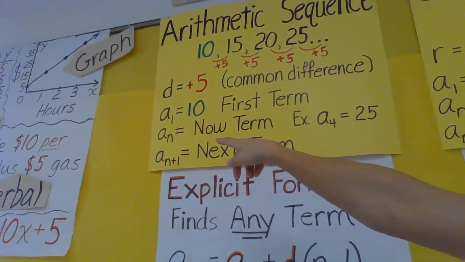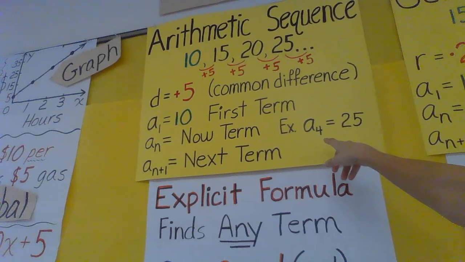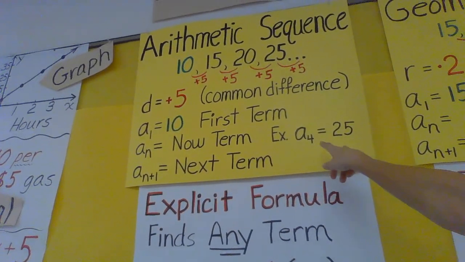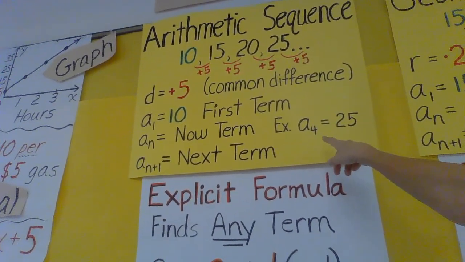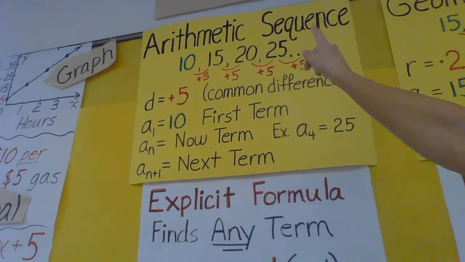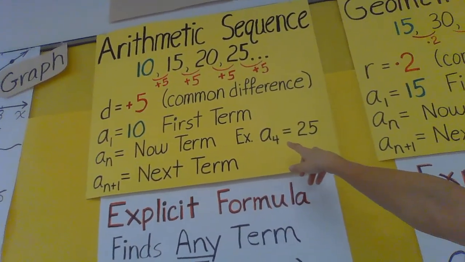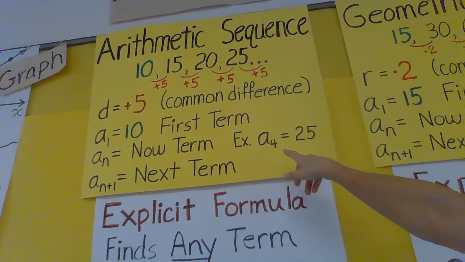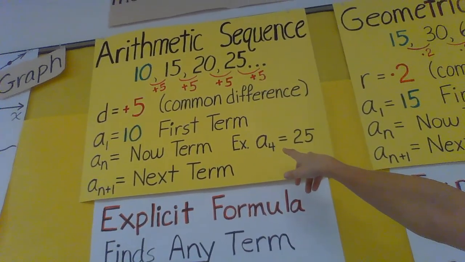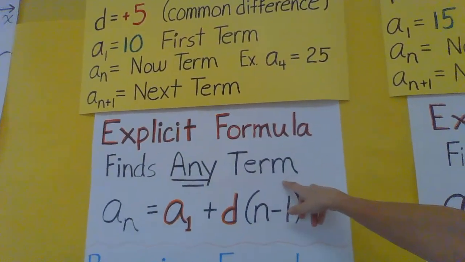The A sub n is like telling you which term to go look for. This is generic, and then they will plug in a number. They'll say, go find the fourth term. Well, if you count 1, 2, 3, 4, 25 was the fourth term in the sequence. They may ask you to find the 25th term or the 130th term, okay? If you don't want to make a long list all the way out to 130, that's when we're going to use the explicit formula, okay?